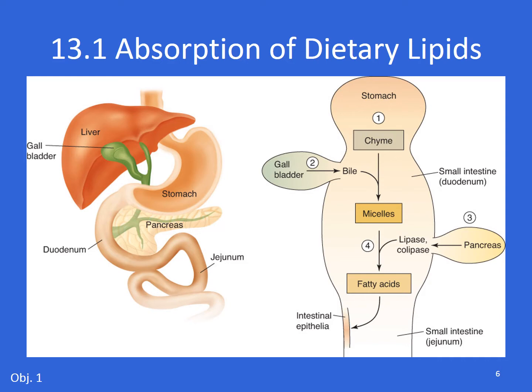So here's sort of a schematic. You should be able to find this in your handout as well. Starting from your stomach, bile and chyme enter your small intestine. They churn around, form these micelles, and your pancreas secretes these enzymes, which is lipase and colipase, to break these down even further, where they're then absorbed through your intestinal epithelia into your body.